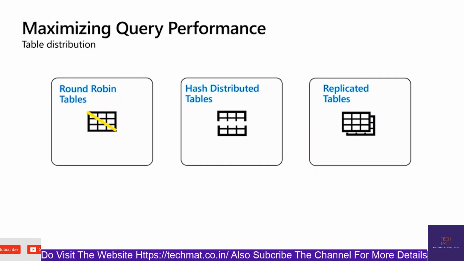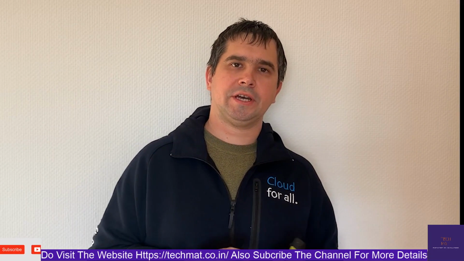It might be round-robin tables. Basically, these tables are distributed evenly across all the compute nodes. It might be hash distributed tables. These tables are distributed based on some hash key. And it might be replicated tables, which are copied across all the nodes.